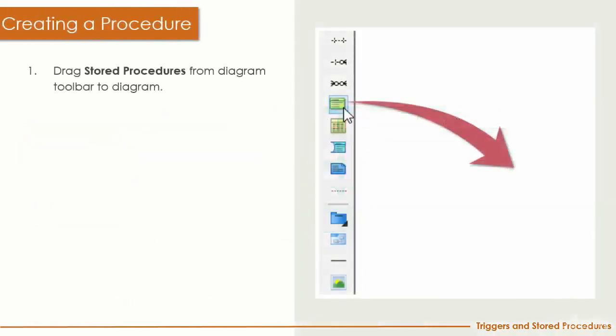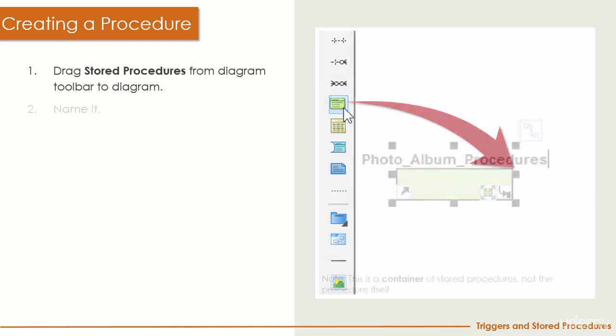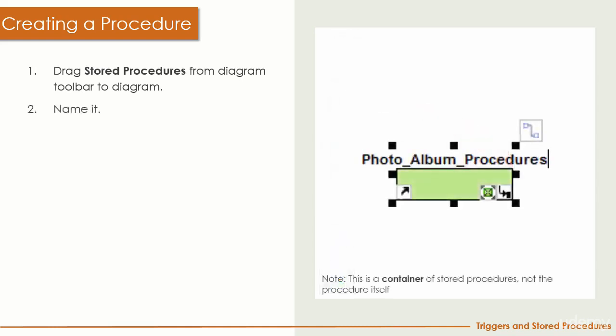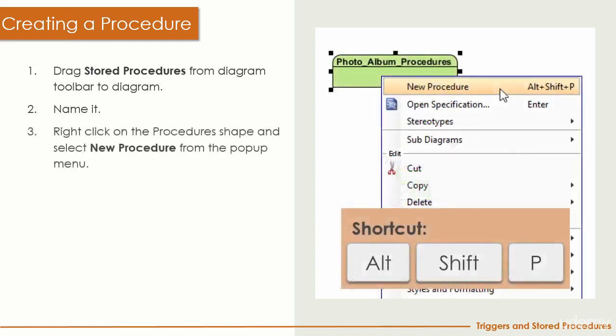To create a stored procedure in Visual Paradigm is very similar to the trigger. You just drag the stored procedure from the diagram toolbar to the diagram and name it. Same as the triggers, the stored procedure is a container which contains one or more procedures. So it is a logical container. Then you right click to create a new procedure, or use Alt Shift P as a shortcut.